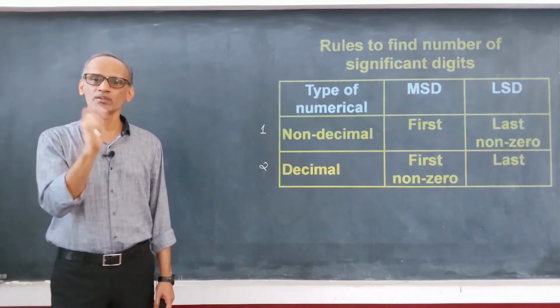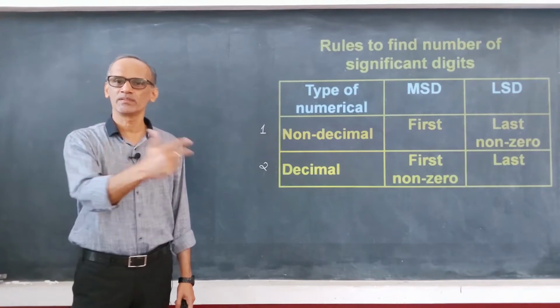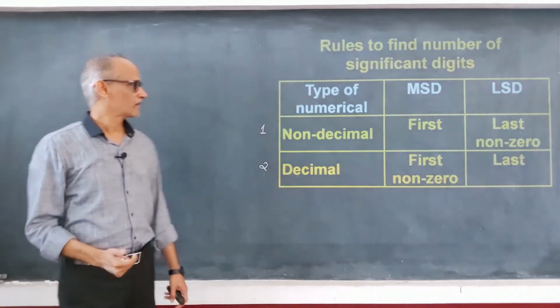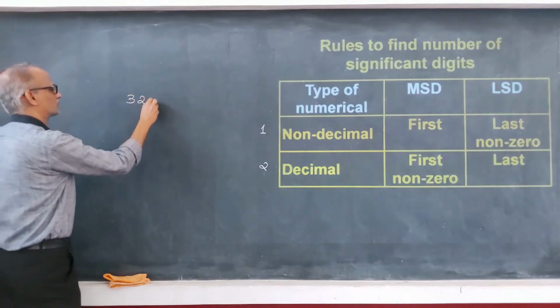It has to be non-zero digit only, not zero digit. It has to be numbers other than 0, like 1, 2, 3, 4 till 9. Okay, right. Let me give an example. Non-decimal. I am going to write a number 32,000 here.